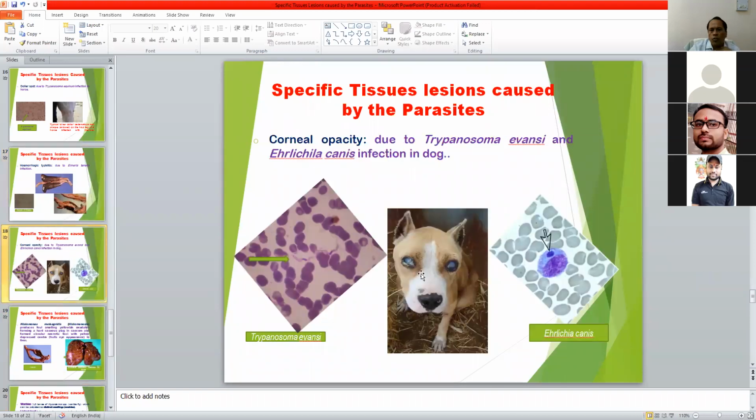This is the corneal opacity, bluish color of the eyes, that occurs during Ehrlichia canis infection in dogs. Ehrlichia canis is a rickettsial organism and causes bluish cloudy coloration of the eyes, known as corneal opacity. This is the morula shape. This is the lymphocyte.